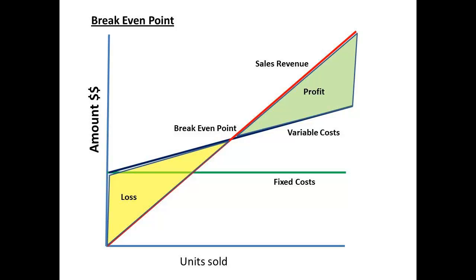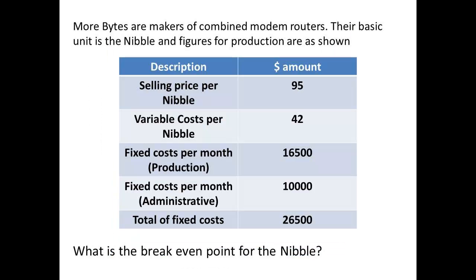The break-even point occurs where the sales revenue line crosses the line that represents total costs. Sales above this amount will give a profit. If sales do not reach this amount, then a loss is made. We shall look at an example.